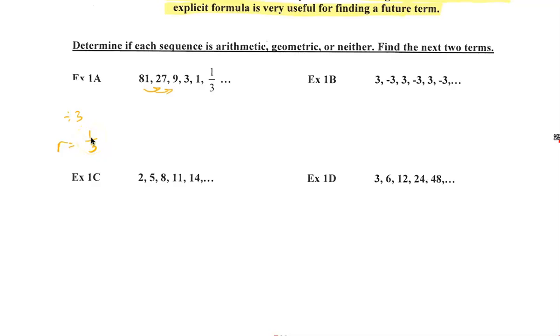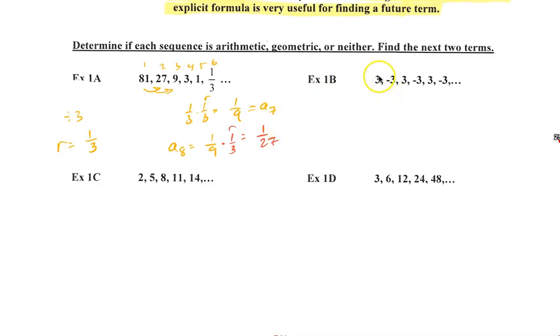So the next two terms will be, well, get that 1/3 and times it by 1/3, your r, and you get 1/9. So that's the next term. What is this? 1, 2, 3, 4, 5, 6. So the 7th term, A7, would be 1/9. If I want A8, I get my 8th term... my 7th term 1/9, and then times it by my common ratio, which is 1/3, and I get 1/27. That's the 8th term. So anytime you want to find the next couple of terms, just multiply by the common ratio or add the common difference.